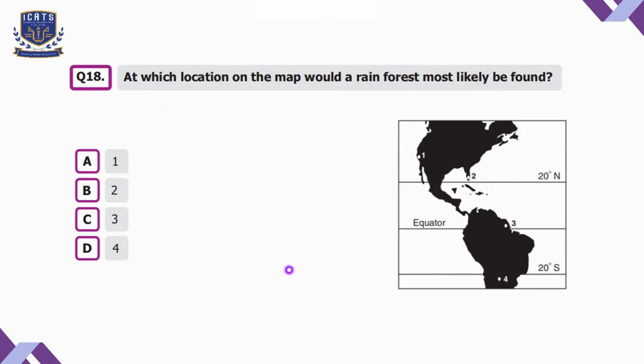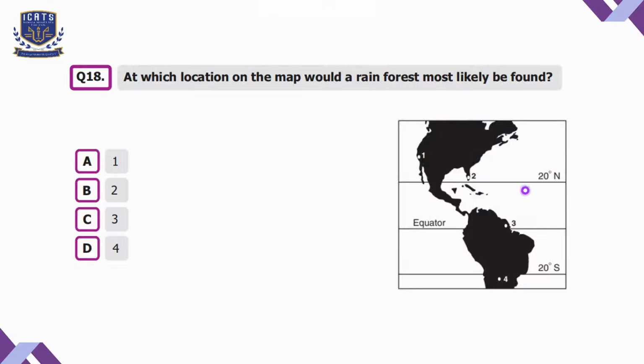Question number 18. At which location on the map would a rainforest most likely be found? The 4 options are given to us. Rainforests are most commonly found near the equator due to the consistent high temperatures and heavy rainfall throughout the year. Based on the map locations provided, location 3 is perfect for the rainforest, like the Amazon or Congo. So our option C is the correct option.